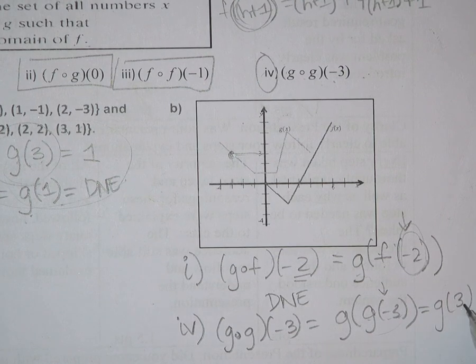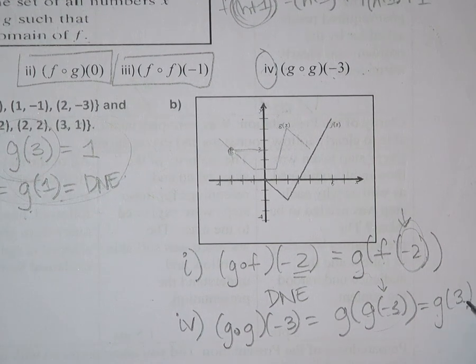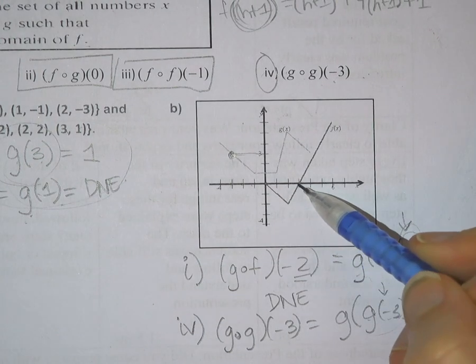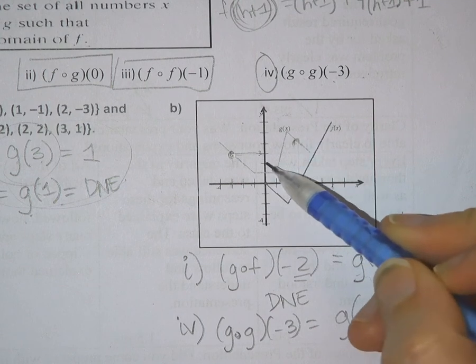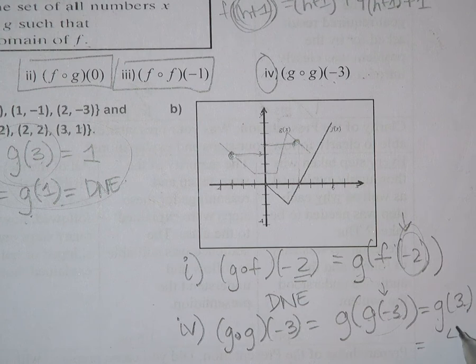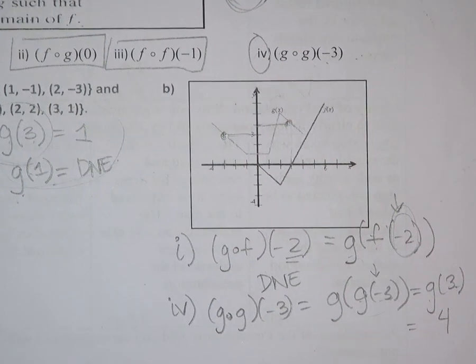And then I'm going to continue the process. So now I'm taking the function g where x equals 3. So I'm going to find x equals 3. And then I'm going to find my g value. It looks to be at about 4. So g composed with g of negative 3 is 4.